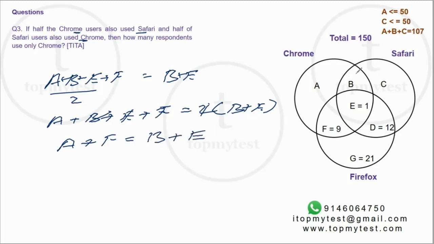Right, which means the region BE, if there is 1 unit here, this will also be 1 unit. AF will be 1 unit. 1 unit here, 1 unit. So they are split equally, 1:1. By the similar logic, half of Safari users also use Chrome. So if I take the entire Safari, half of that will use Chrome, which means the other half don't use Chrome. So this will also be 1. So if this is 1, this is 1, this is 1.